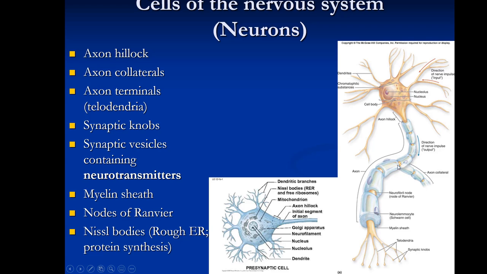Notice that the myelin sheath is not continuous. There are these little gaps in the myelin sheath. Those are called nodes of Ranvier, and we'll talk about the relevance of that later in this discussion.